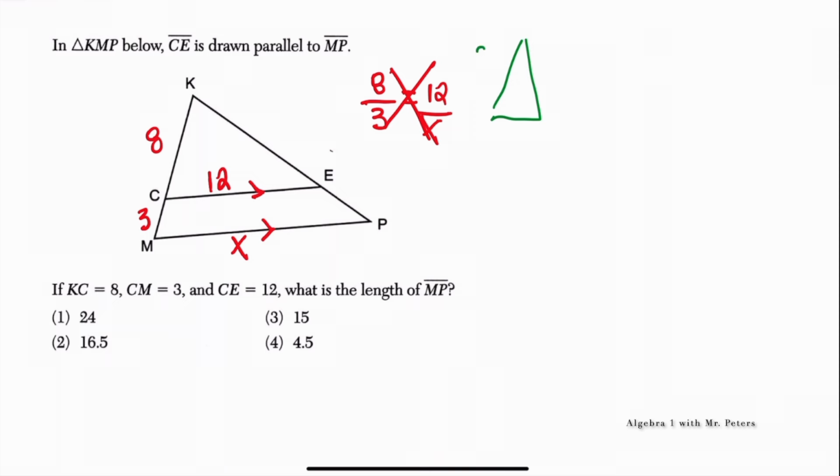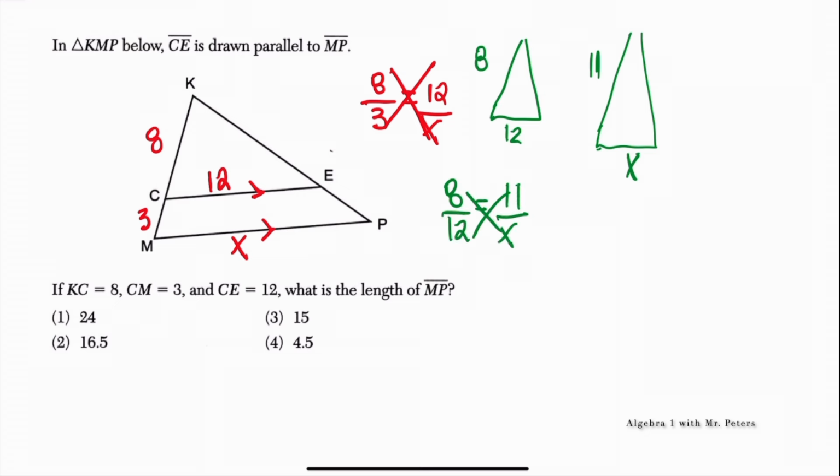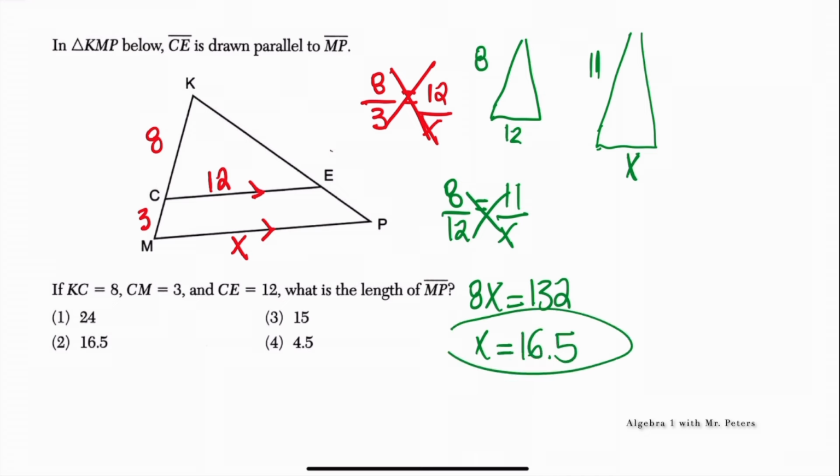So the first triangle, side length of 8, base is 12. And the second triangle, once we combine both sides, 8 and 3, we're going to get 11 over X. So as a result, we're able to now create a proportion, especially because these triangles show some type of similarity. So now we have 8 over 12 is equal to 11 over X. And when we cross multiply, we're going to get 8X is equal to 132. And after we divide by 8, we're going to get 16.5 for a final answer. And that means our answer is number 2.